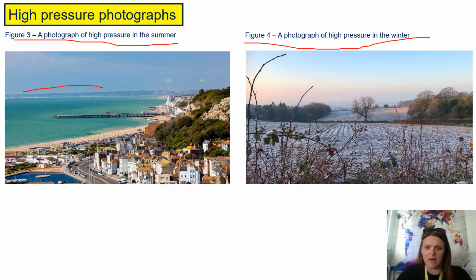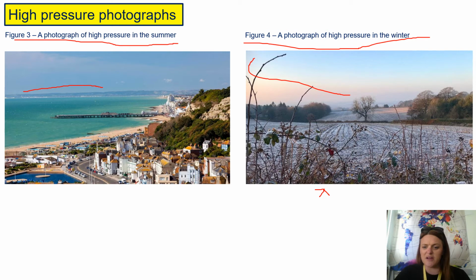In the winter, however, you can see again it's still got, look, no clouds, but here it looks a lot colder. It's still sunny, still going to have quite a lot of sun, but it is cold, and we can see that there is a lot of frost on the ground. Now, why is it colder in the winter?